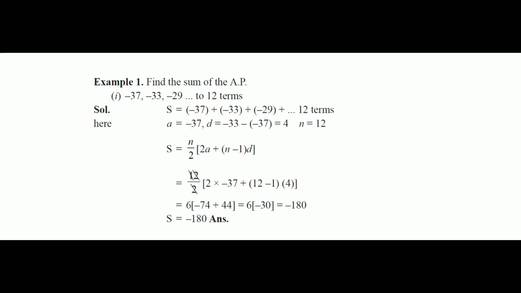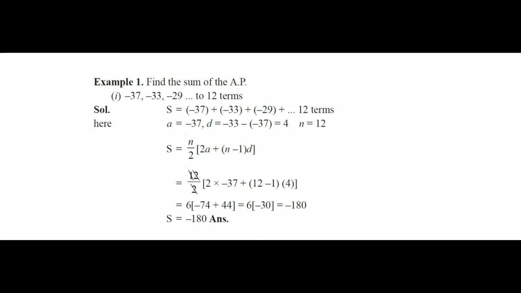Find the sum of the AP: minus 37, minus 33, minus 29 and so on up to 12 terms. The given AP series has negative terms. Total number of terms given to us is 12. The first term here is minus 37 and we have to find the sum of all these 12 terms.